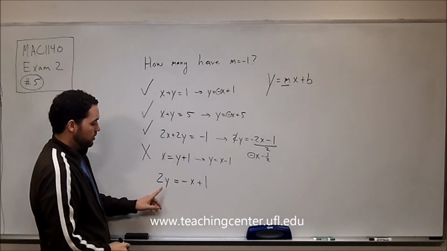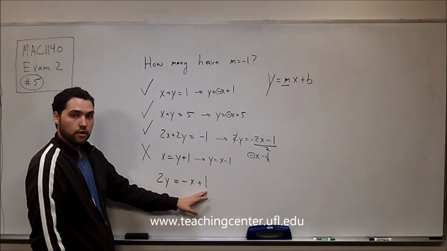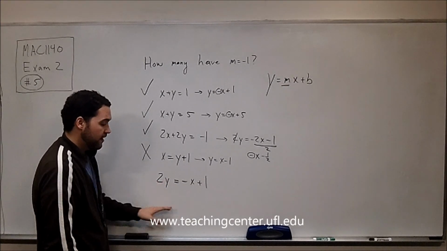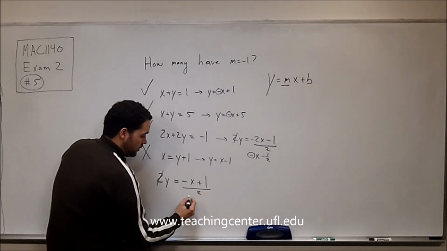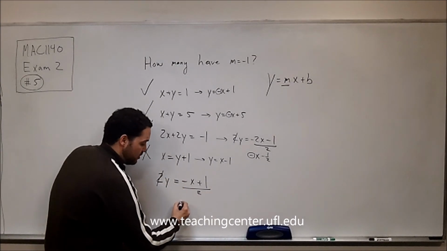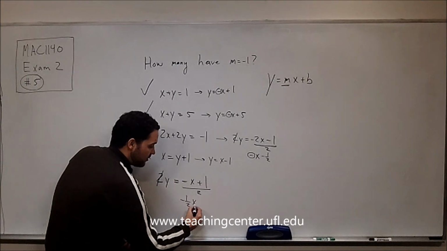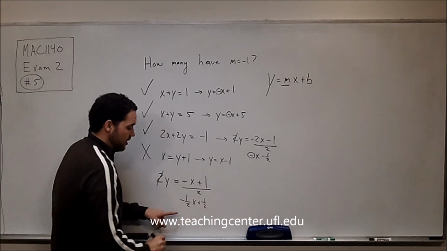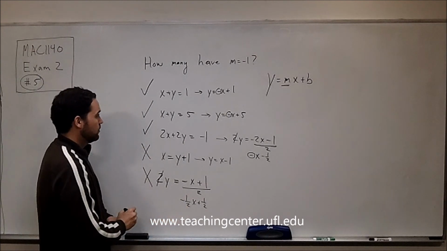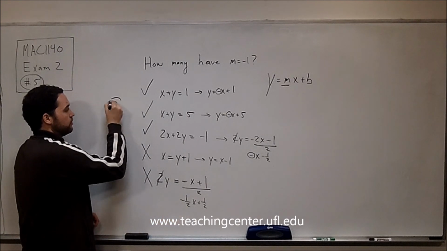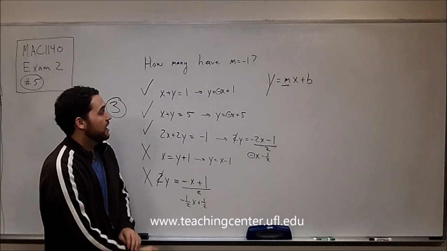And the last one, you can already see that the x and the 1 are on the right side. We just need to divide the 2 over. So if you divide the 2 over, you can see that we can really rewrite this as -1/2 x + 1/2. And therefore, this is not a -1, so this one doesn't work out either. So it's going to be 3. 3 of the 5 linear equations have a slope of -1.